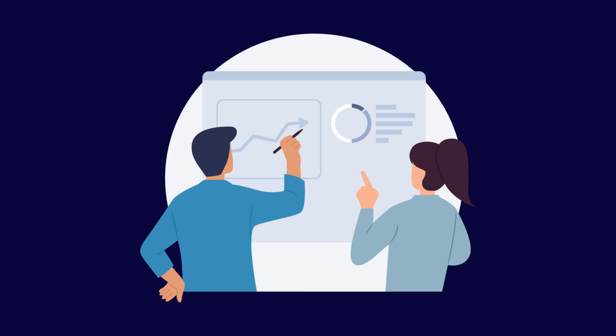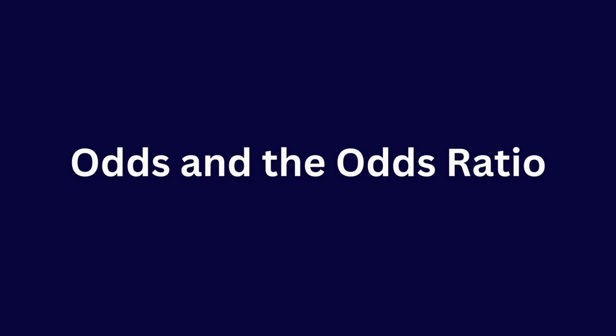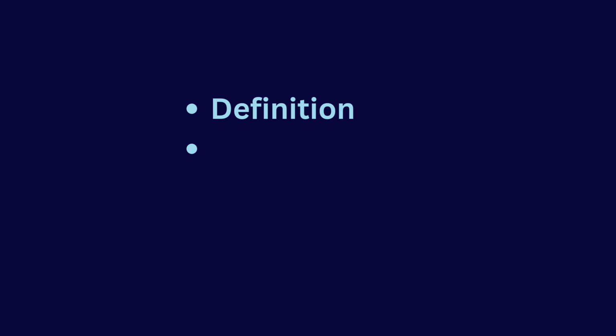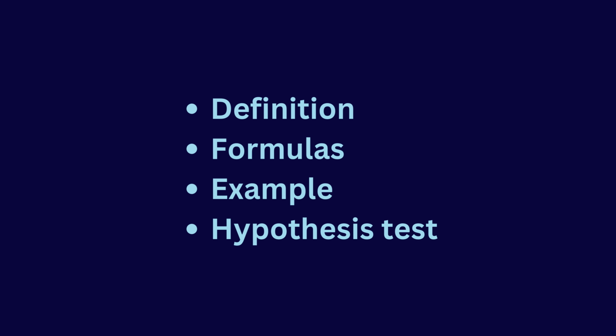In today's video, we are going to explore a fundamental statistical concept, odds and the odds ratio. These tools are essential in comparing the likelihood of outcomes, especially when analyzing binary data. We will start with the definition, then move on to the formulas, working through an example, and finally explain how to perform a hypothesis test for the odds ratio.